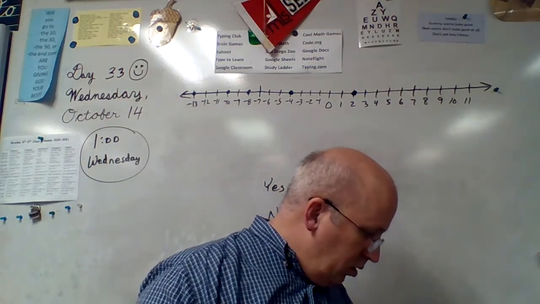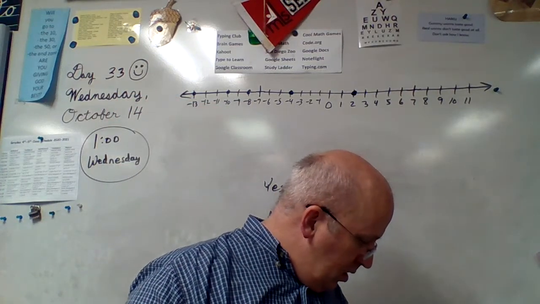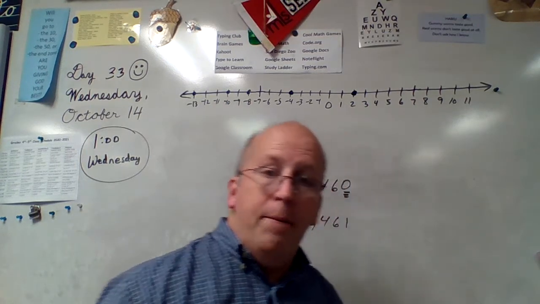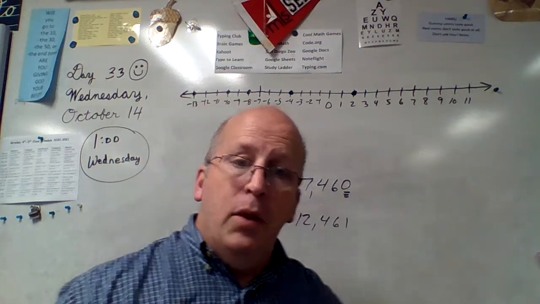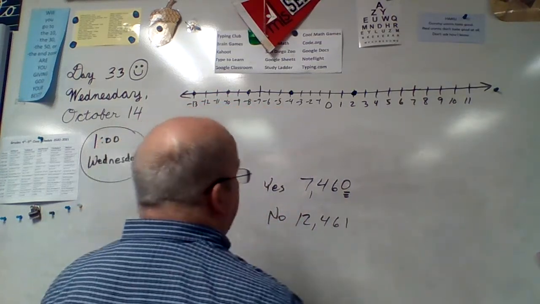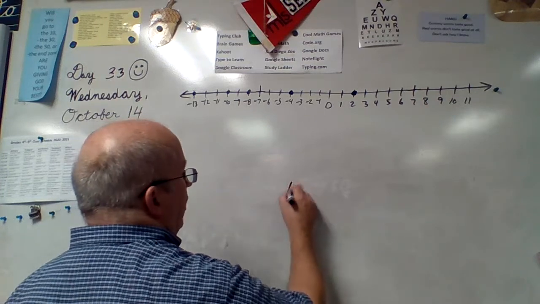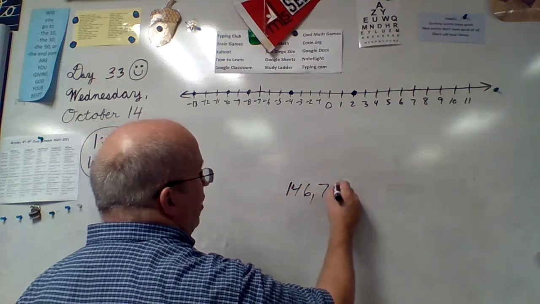How about the next rule, the rule of 6s? A number is divisible by 6 if we know that the number is divisible by both 2 and 3. If it's divisible by both 2 and 3. Okay, so let's try a number. Let's write 146,712.